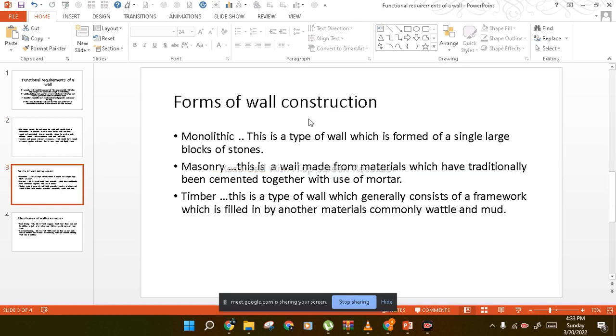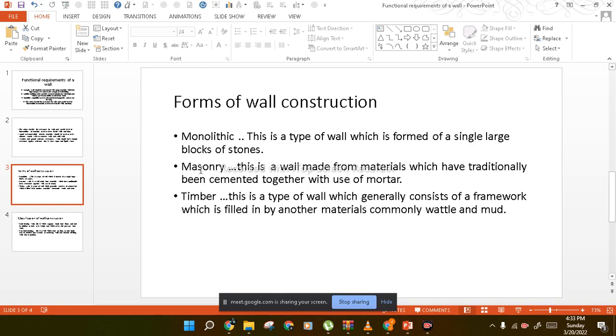Who can help us to read number one? Eric, can you read number one, form of a wall construction? Are you there? Roy, can you read? Monolithic. This is a type of wall which is formed of single large blocks of stones. Thank you very much, Eric.